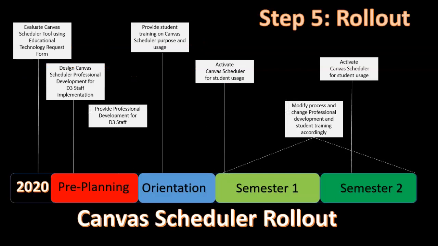So here's a look at the rollout of what we would like to do. We first submitted that technology request form to our Educational Technology Department. Once we decided upon using the Canvas scheduler, they then had to reach out to our partner at Canvas to have that tool turned on and released to the district, so that it can be pushed out through our Canvas administrator, and all students will have access to it as well. So that was a very easy implementation.